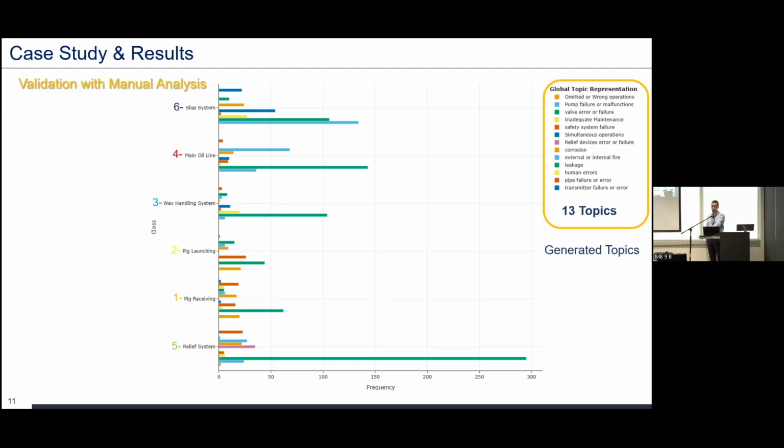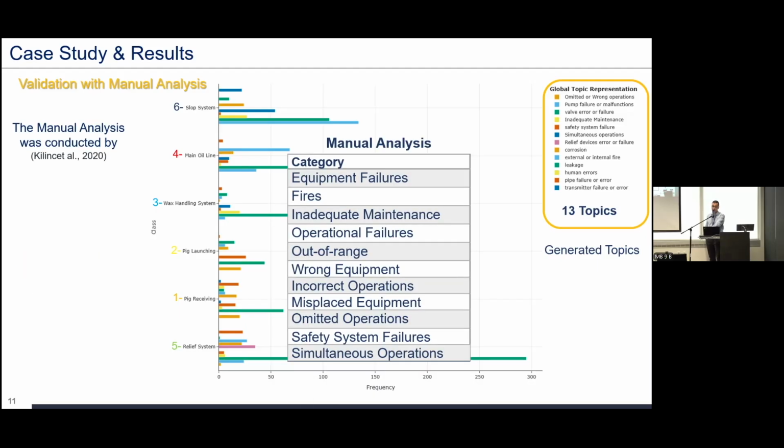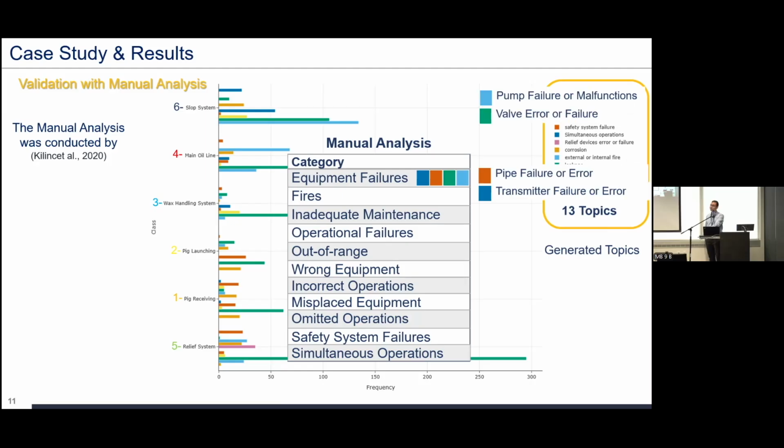Also, the identified risk factors were validated by comparing with manual analysis conducted by the authors of this case study. The manual analysis factors indicate strong alignment with the topics generated by our proposed model. So this indicates the effectiveness of the BERTopic model, and it's also quite promising to use AI algorithms to automate HAZOP elements and reports.